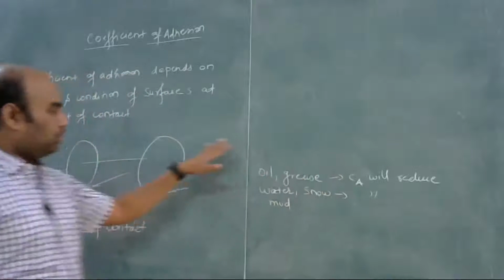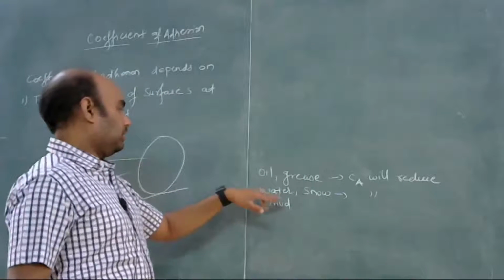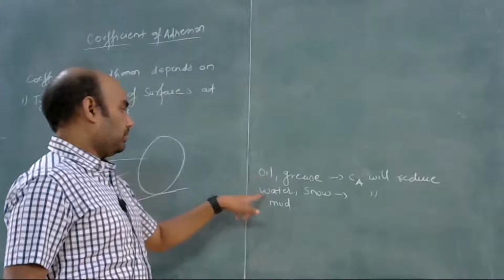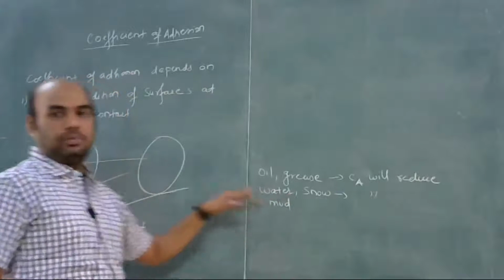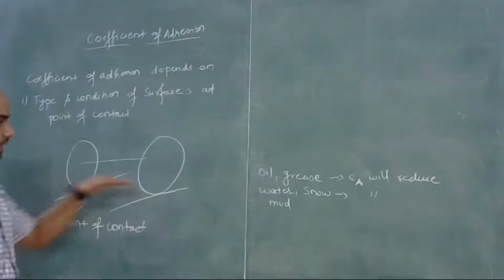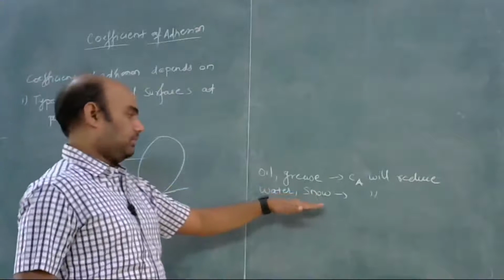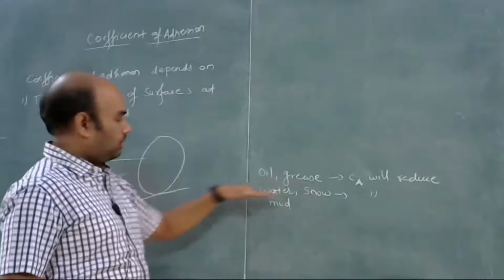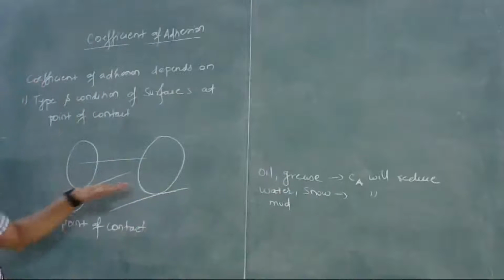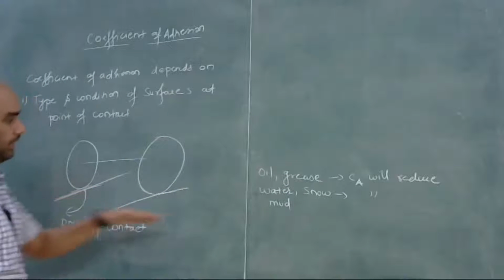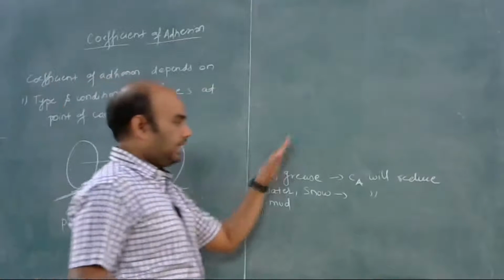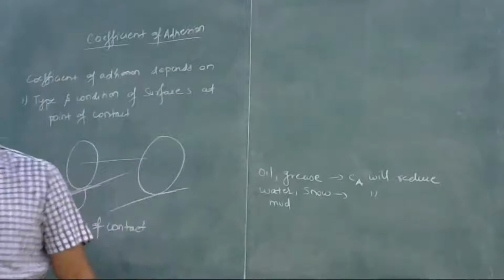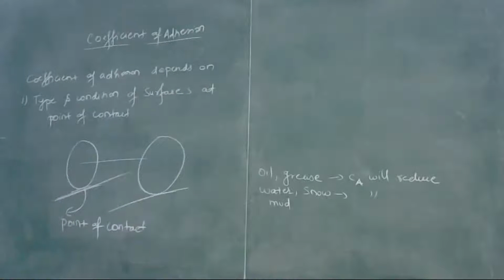Okay, so during the rainy season, water will be present on the railway track, and if there is snowfall, there will be snow on the track, and if mud is present on this track, this will decrease the coefficient of adhesion. Okay.